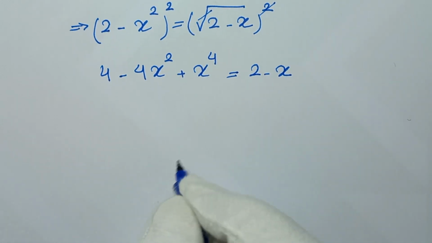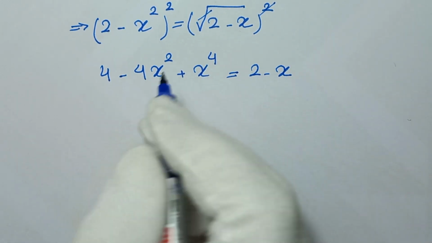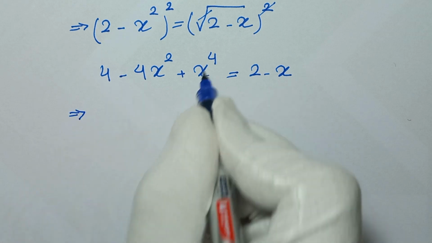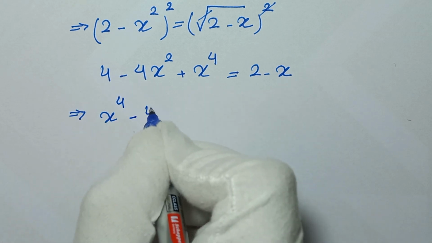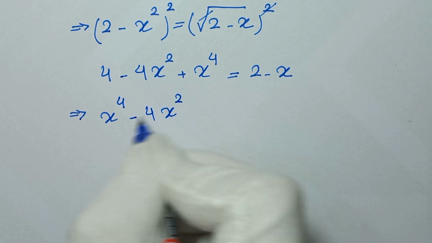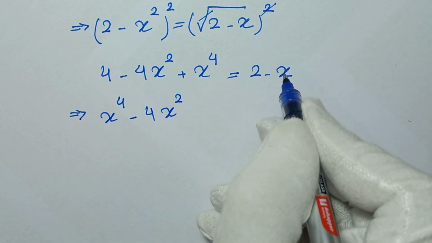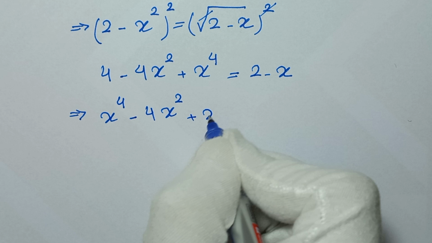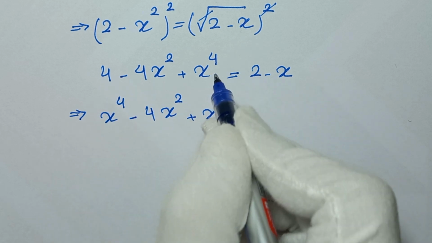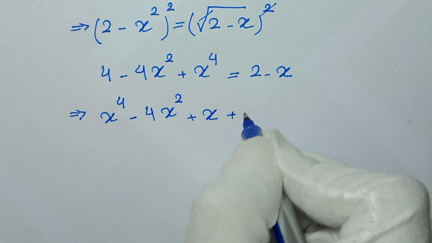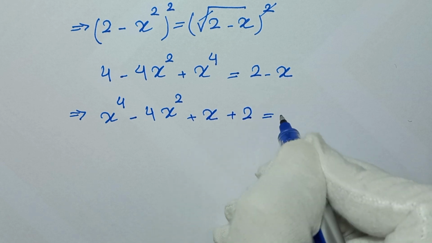In the next step, we take this part to this side. Here we have x to the power of 4 minus 4x squared, and negative x to this side becomes positive x, and here we have 4 and 2 to this side becomes negative 2, so 4 minus 2 is positive 2, right, is equal to 0.